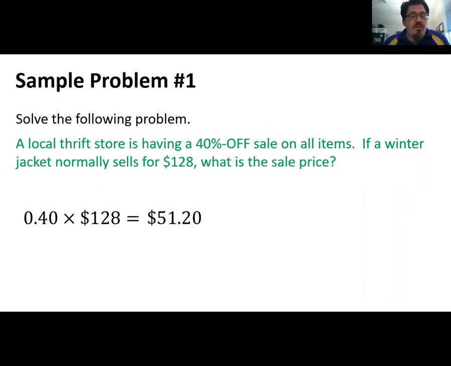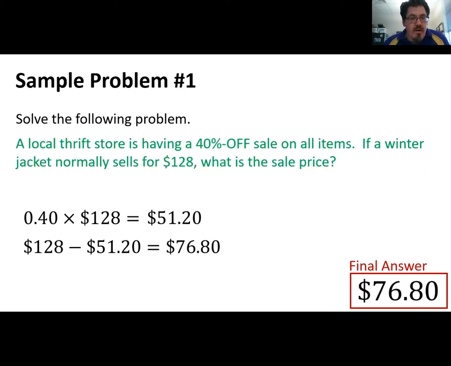So we have one more step in order to figure out what the actual sale price is, and that is to subtract. So take that original amount, $128, and subtract off $51.20, and we get an answer of $76.80. And that value is the sale price. And so there you go.